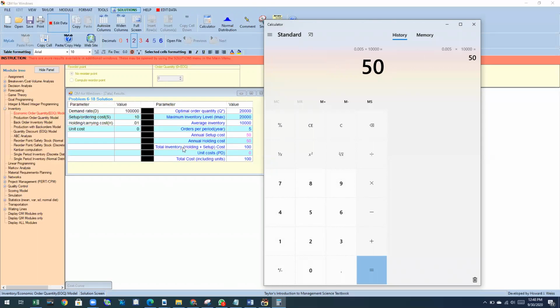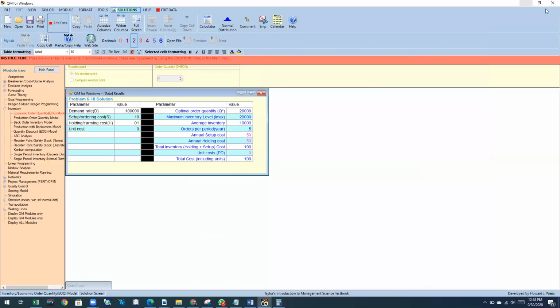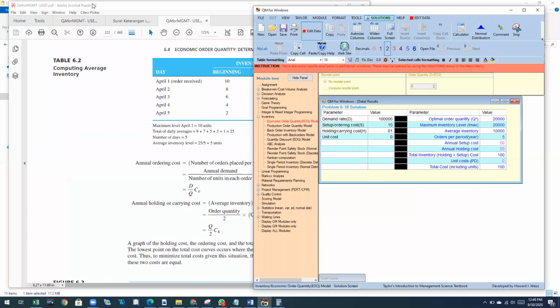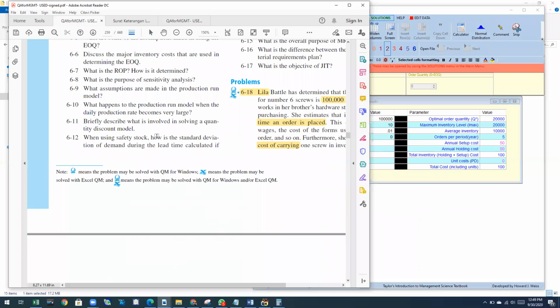So $50. What is our total inventory cost? The total inventory cost is annual setup cost plus annual holding cost. 50 plus 50 is 100. In this case, because cost per unit is irrelevant, we did not include it. So the total inventory cost excluding the value of the inventory is 100, consisting of annual setup and annual holding. Through this, we have basically answered all the questions related to problem 618.